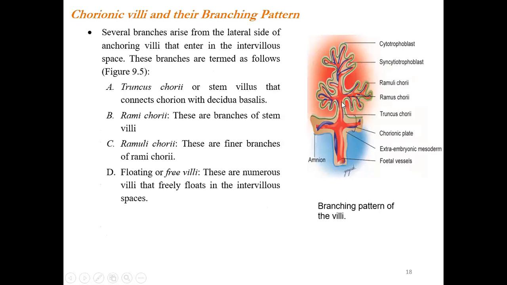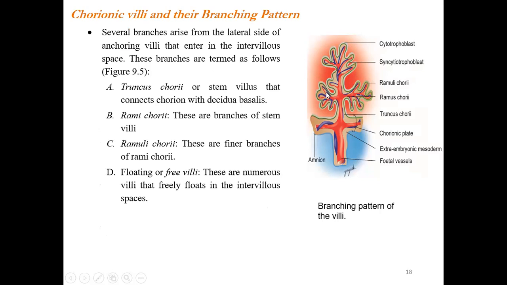So several branches arise from the lateral side of these anchoring villi. These anchoring villi have an outer core of the cytotrophoblast. If you remember, inner was the syncytiotrophoblast. Okay. So several branches arise from the lateral side of these anchoring villi that enter the intervillous space.